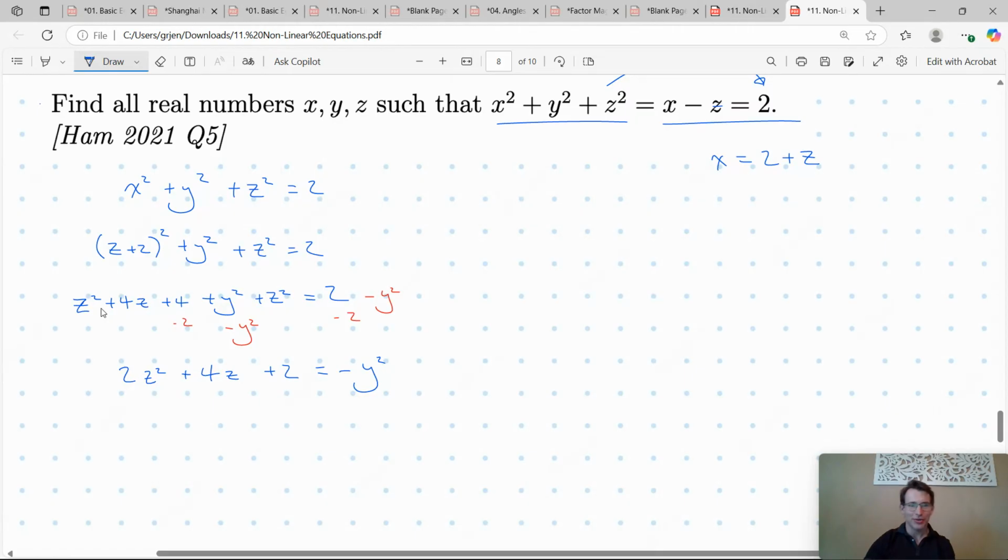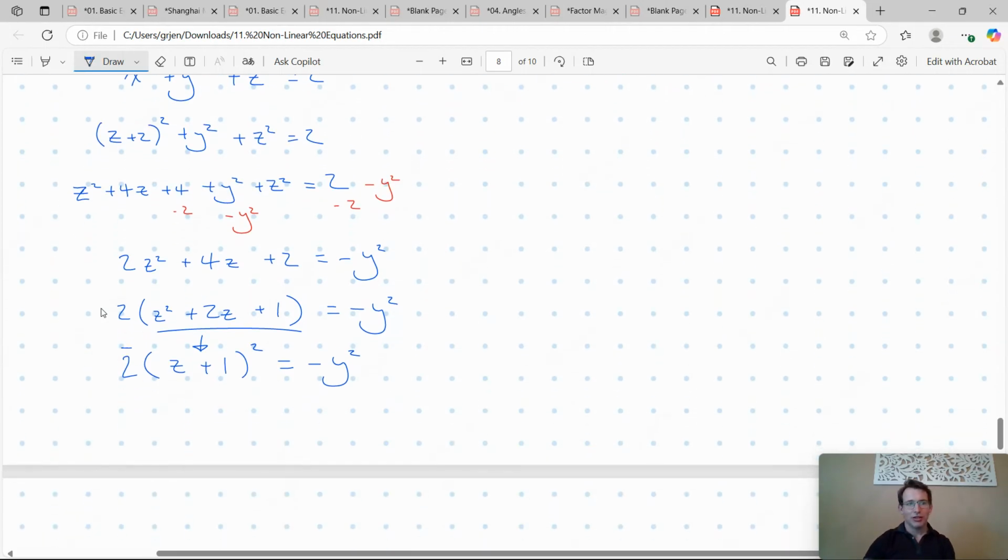Okay, so now we can factor out a 2 from the other side. So we're going to have 2 times z squared plus 2z plus 1 equals negative y squared. And then watch this. This is 2 times z plus 1 all squared equals minus y squared. This one's a perfect square trinomial. It's z plus 1 squared. So we have 2 times a square, which will always be positive, or 0 if the square is equal to 0, equals minus y squared, which is always negative unless y is 0. The only solution is they're both 0 on both sides of the equation.